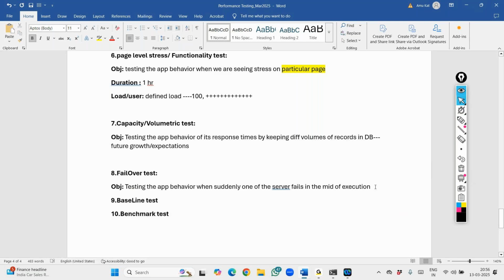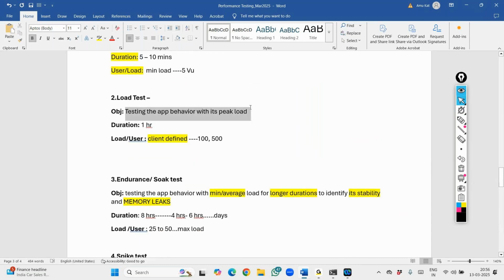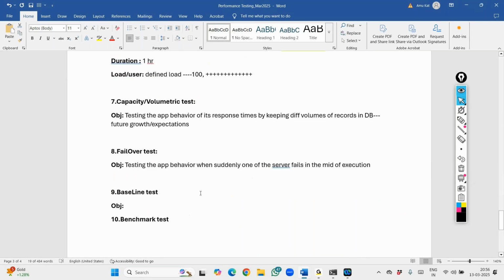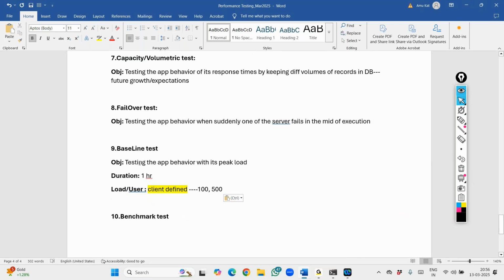Okay, moving to the next one: baseline. The objective of baseline is also the same, testing the application when we are hitting it with peak load. I'll just copy and paste it here. Then you might get confused: what is the difference between baseline and load test? Baseline is nothing but a normal load test, but whatever, one second, I'll write it over here.